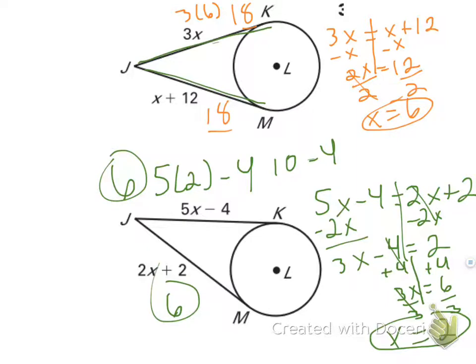Right here on the next one, again, we know that these two tangents that make the angle are congruent. So I got 5x minus 4 equals 2x plus 2. Subtract 2x from both sides. I get 3x minus 4 equals 2. Add 4, I get 6. Divide by 3, I get 2. Then I plug 2 back into either one of them. 5 times 2 is 10, minus 4 is 6.